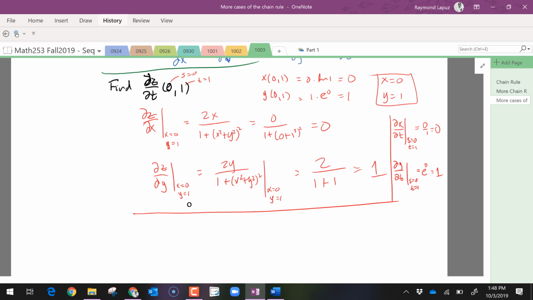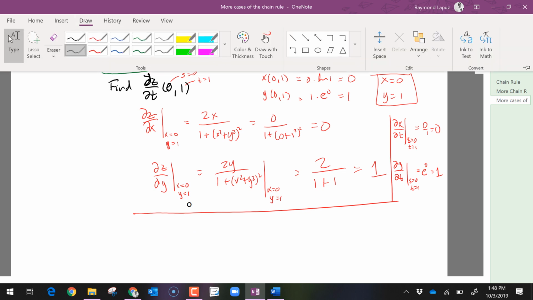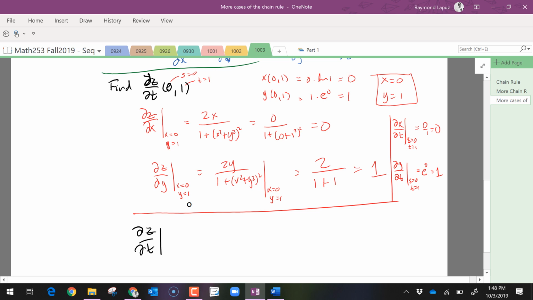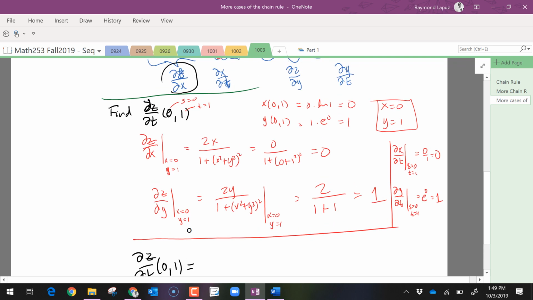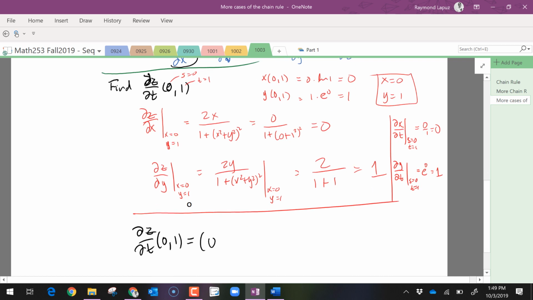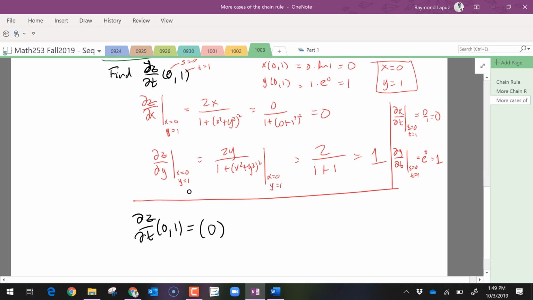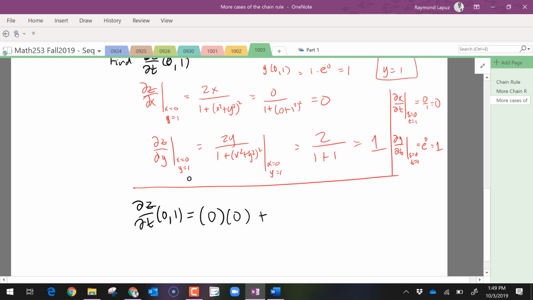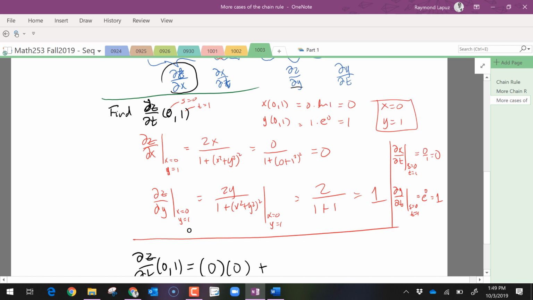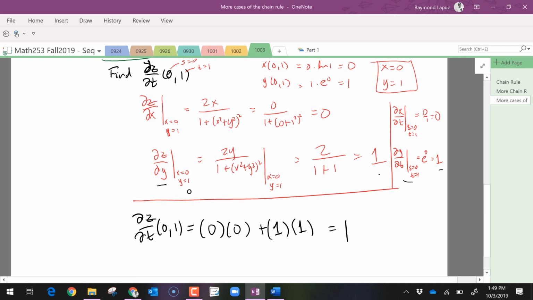Okay, so putting it all together, the partial of z with respect to t, evaluated at s equal to 0 and t equal to 1, is equal to dz dx evaluated at that point times dx dt evaluated at that point, plus dz dy evaluated at that point times dy dt evaluated at that point. So that's just equal to 1.